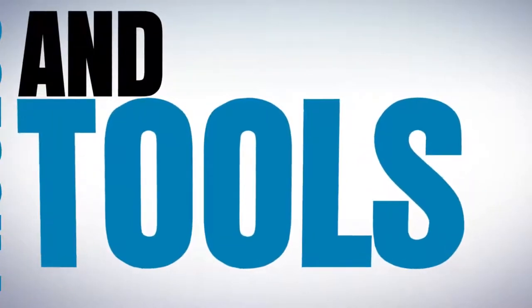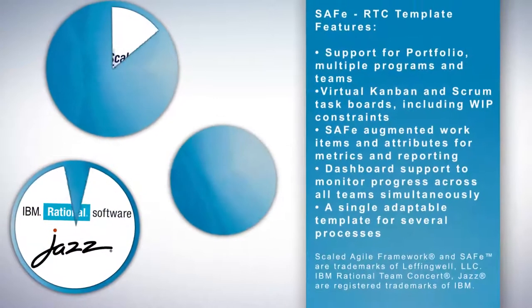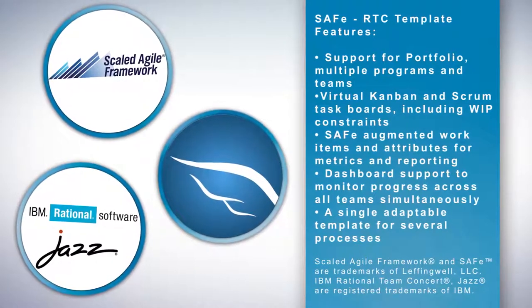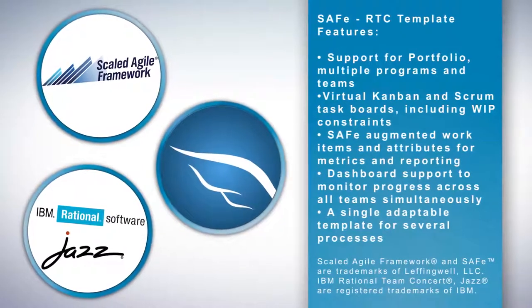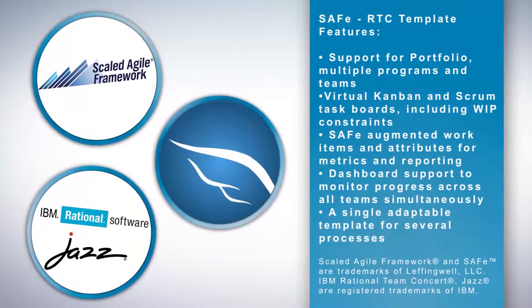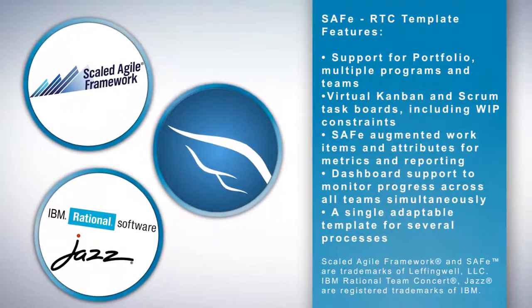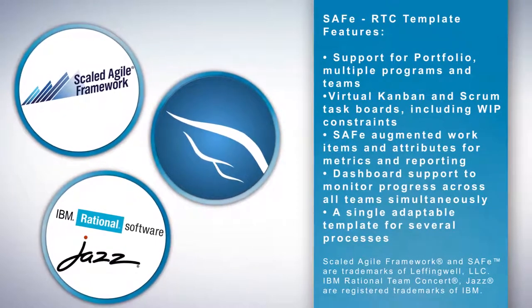Are you looking for a powerful framework combined with a lean, collaborative lifecycle management solution to take your software development initiatives to the next level? The expert team at Blue Agility, an IBM business partner, has developed a specialized customizable template for use in Rational Team Concert, an agile application lifecycle management solution from IBM, in conjunction with the Scaled Agile Framework, or SAFe, a proven publicly available framework for applying lean and agile practices at enterprise scale.